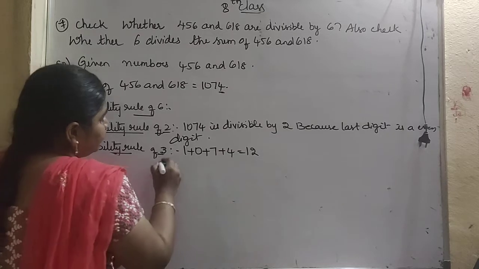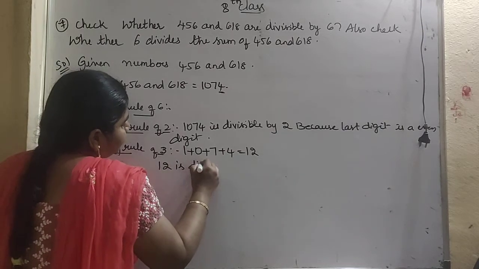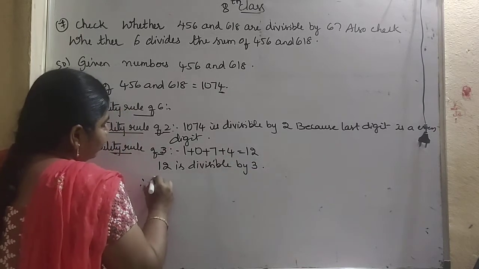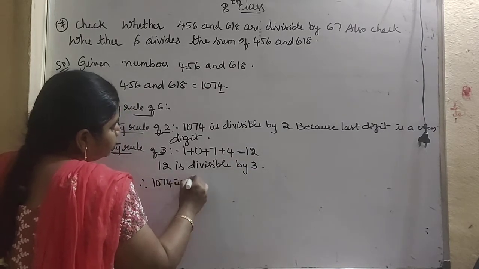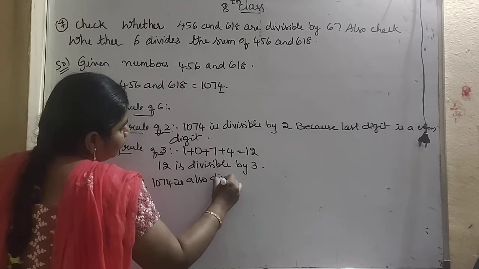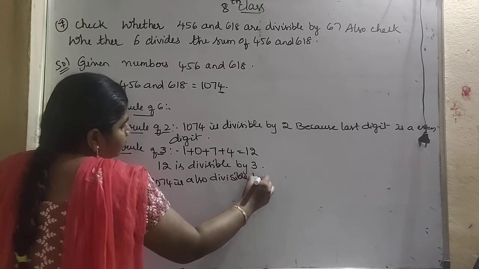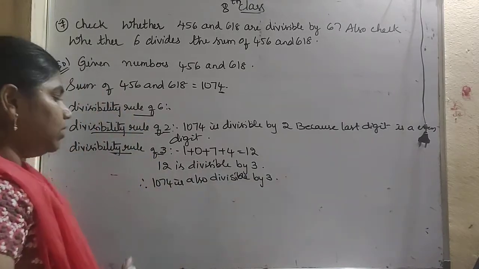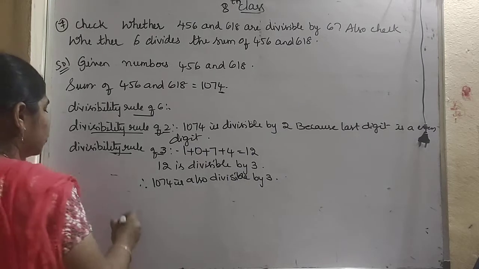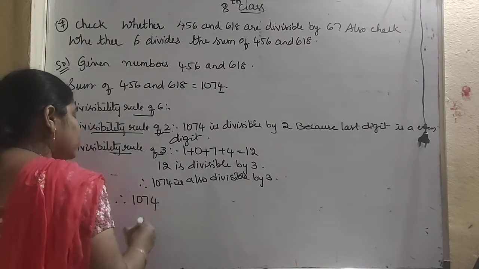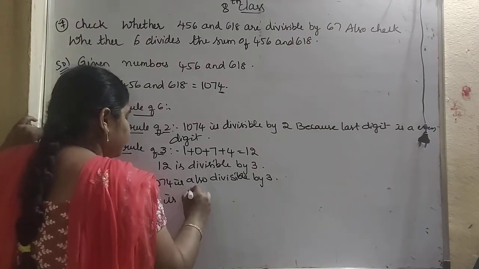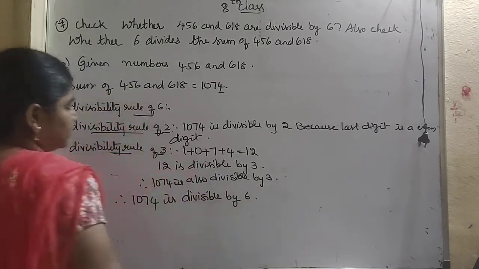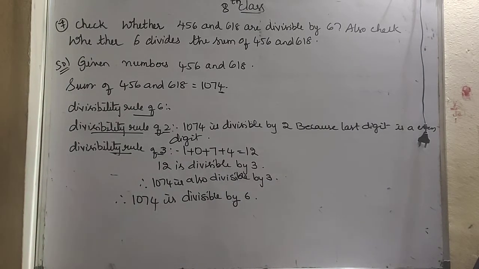So here 12 is divisible by 3. So therefore 1074 is also divisible by 3. So it is divisible by 2 as well as by 3, so it will be divisible by 6 also. So therefore 1074 is divisible by 6. So this is the divisibility rule of 6.